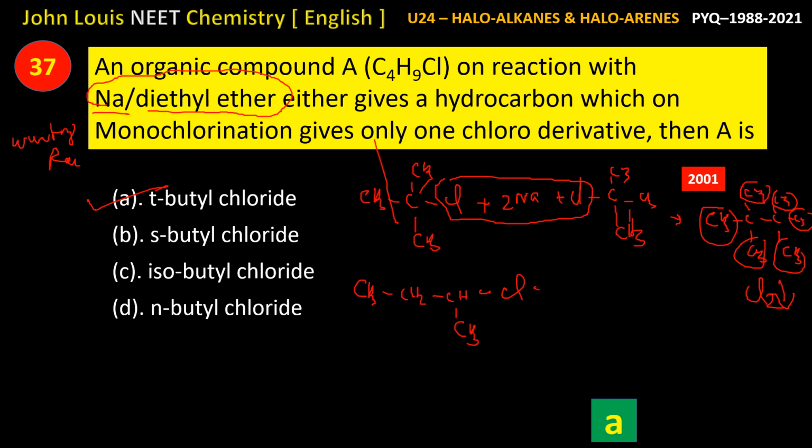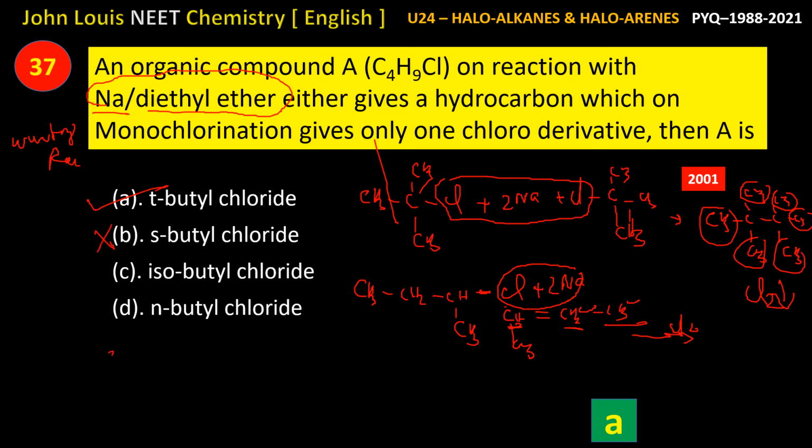If you subject it to Wurtz reaction, what will happen? The Cl goes as NaCl, and the same type of group will be repeated. What will you get here? CH3CH2CH(CH3)CH(CH3)CH2CH3. If you subject it to chlorination, a CH3 group is there, a CH2 group is there, a CH group is there. Therefore more than one type of chlorine compound will form. It will not be monochlorination. Therefore option B cannot be correct.